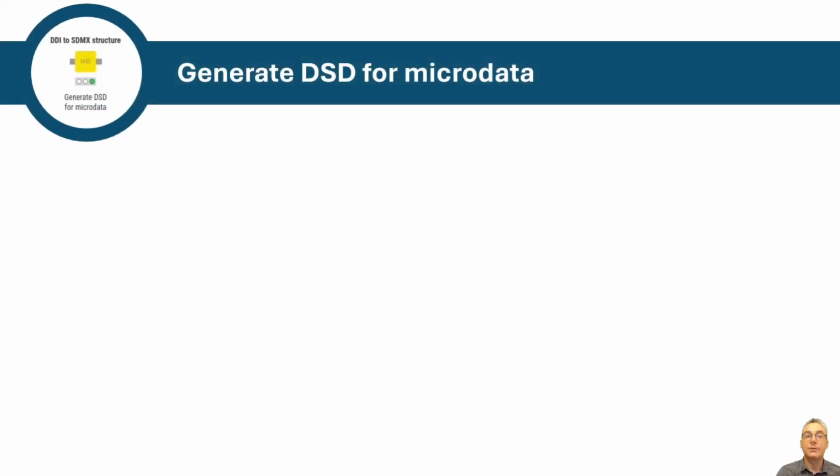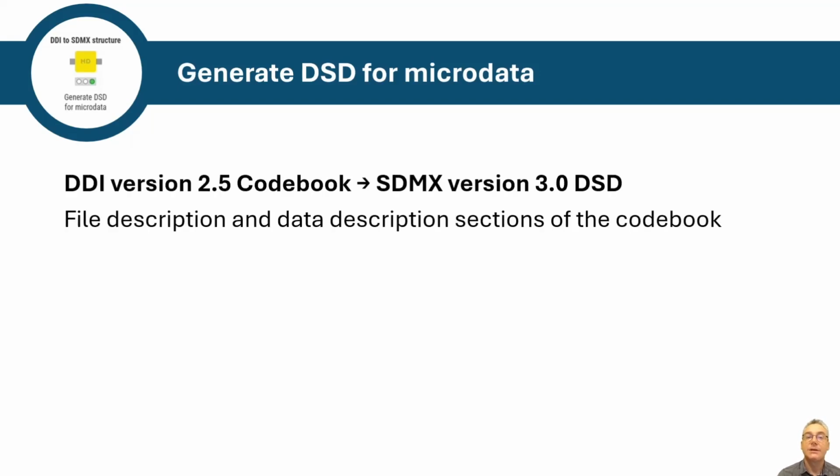Now let's dive in a bit more detail into how a DDI codebook schema can be mapped to the SDMX information model to generate an SDMX data structure definition. The starting point is a DDI codebook in version 2.5, which is mapped to an SDMX 3.0 DSD. A DDI codebook contains detailed information about the structure of the microdata set, as well as descriptive metadata related to the survey process, for instance.